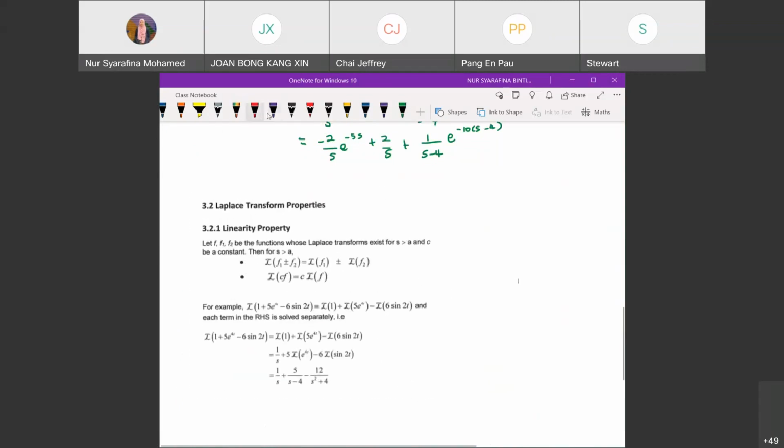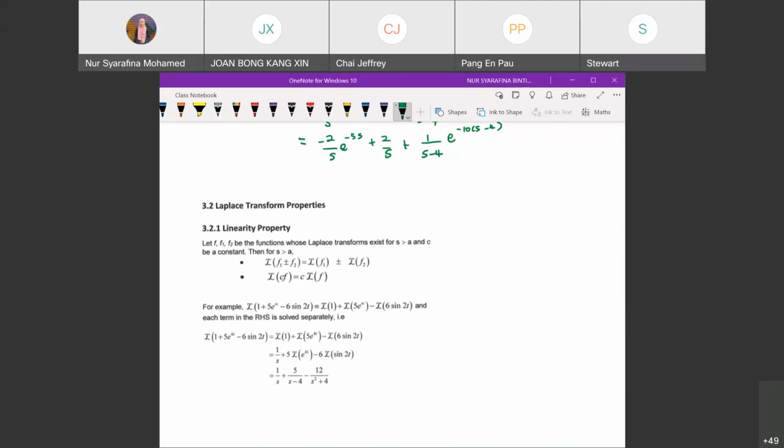Okay, this is our first property, the linearity property. It is important for you to understand all the properties, because after this we are going to have a lot of types of function. So let's begin with this linearity property. What is the linearity property here?